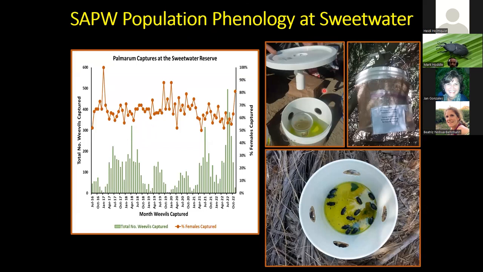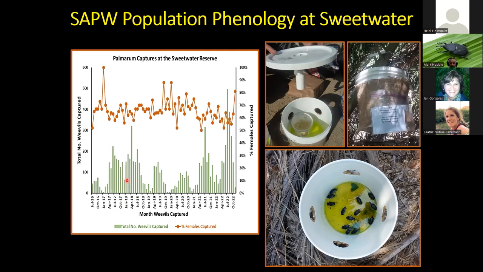The bucket traps, I check them every month, and I count the number of male and female weevils that have entered the bucket trap. The bucket trap has the commercially available aggregation pheromone in it. It has fermenting bait. I use dates, water, and baker's yeast. It's highly attractive to the weevils. And then in the bucket, I have antifreeze. So when the weevils come in through these holes to check out the bait and the pheromone, they fall into the antifreeze and they drown.